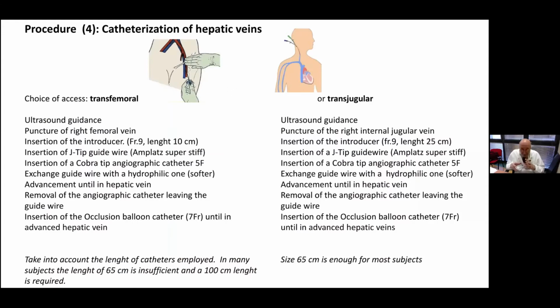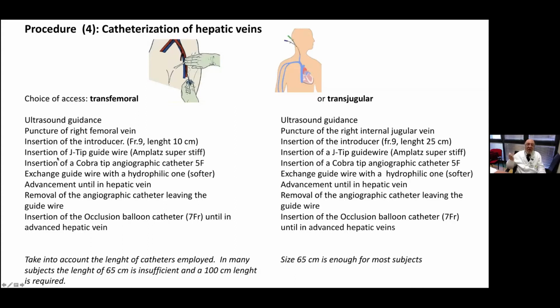Then the procedure of the catheterization of the hepatic vein. We may access this transfemoral or transjugular. The procedure is more or less the same. With ultrasound guidance, we make the puncture of the right femoral vein or of the right internal jugular vein. Then we insert the introducer, that is a French 9 size. The length is shorter, the one for the transfemoral access is 10 centimeters. When you introduce a transjugular, you have to use a much longer one. The length of 25 is used.